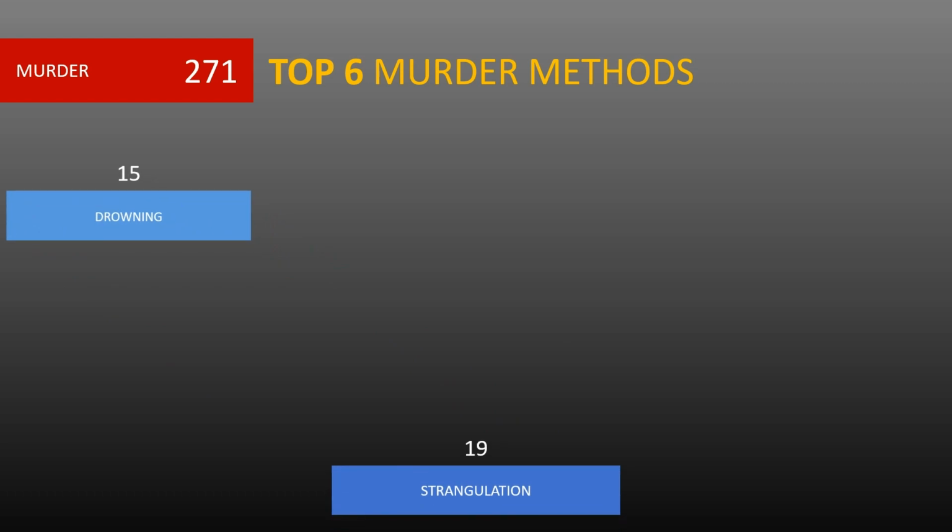Strangulation. Christie also utilized strangulation as a murder method in several of her works. The act of choking the life out of a victim often added a sense of brutality and tension to the stories. Notable examples include Sad Cypress and The 13 Problems.